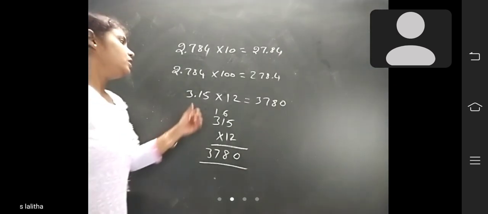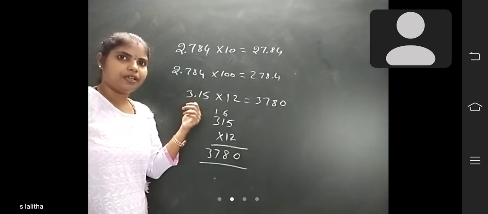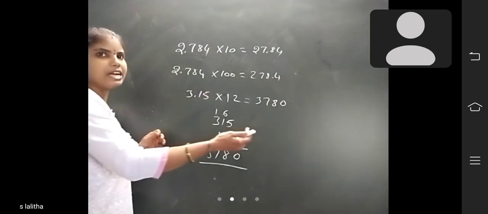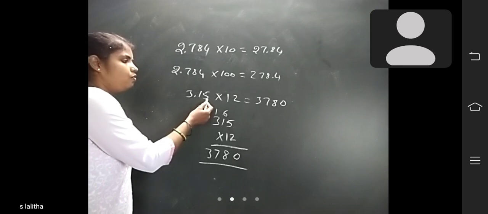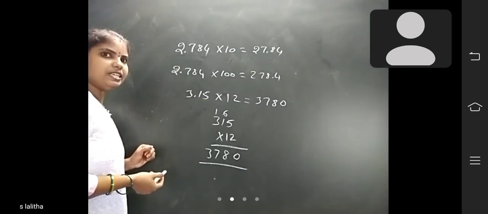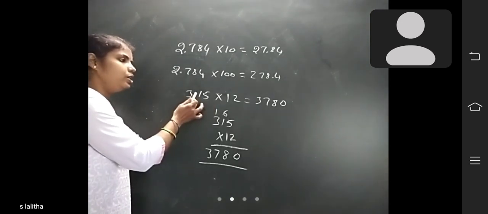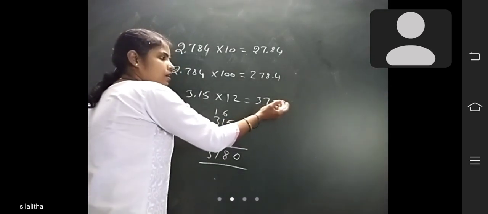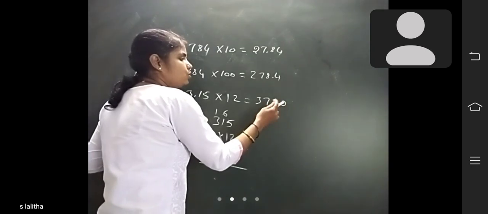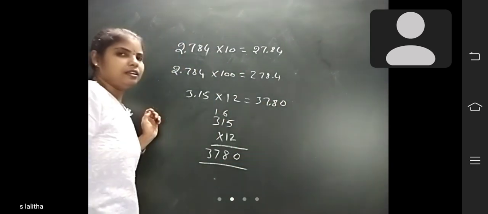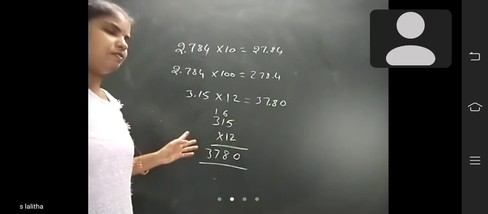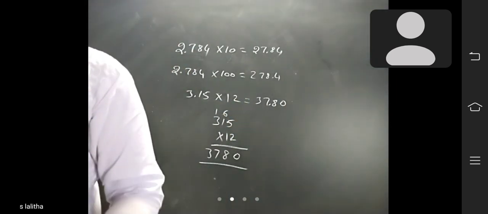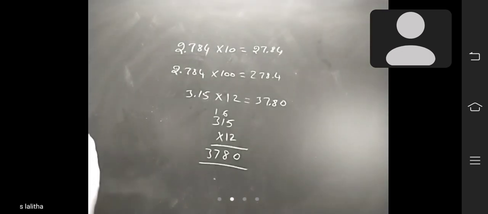3780. But here the decimal point is there. How many digits are there after the decimal point? You have to count. 1, 2. Two digits after the decimal point. So you should keep the decimal point two digits from the right side to the left side. 37.80. Okay, ma'am. Like that you should multiply a decimal number with a whole number.